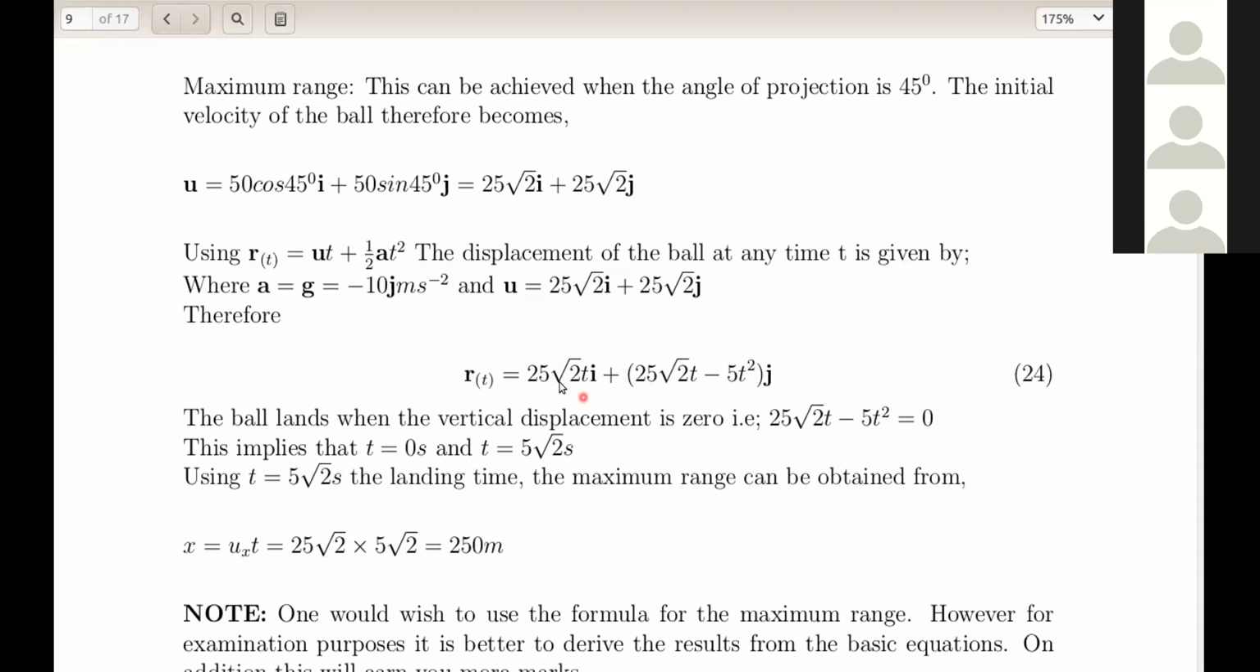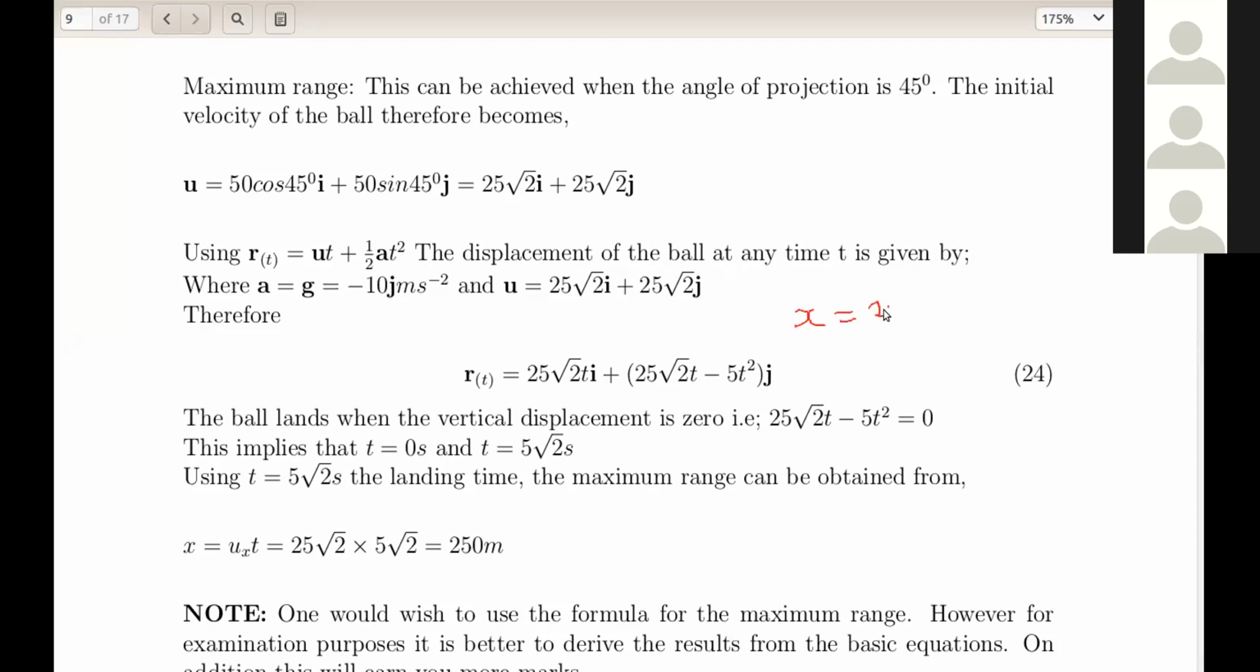It gives it to you in form of i and j. So this would be the position describing the horizontal component and the vertical component. If you are to split this one, from this equation, one could conclude like this. From this equation, one could say x is equal to, so this equation is equivalent to writing it like this.